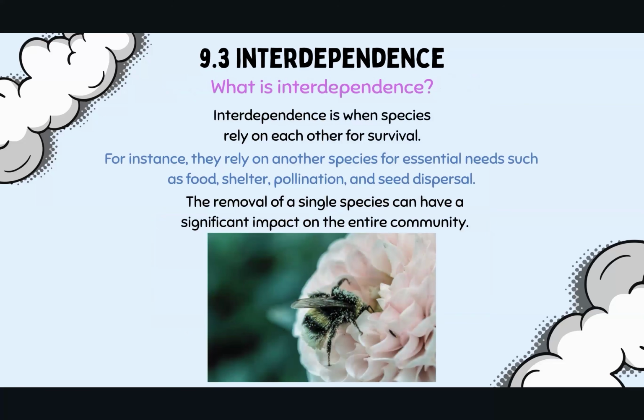Now, interdependence is when species rely on each other for survival. Usually within an ecosystem or community, you've got multiple animals and each one has a reliance upon the next. A really good example is that plants rely on the bees for pollination and the bees rely on the plants for food, sometimes for shelter as well. Certain animals help the plant with seed dispersal and pollination, but in return, the plant provides food and shelter.